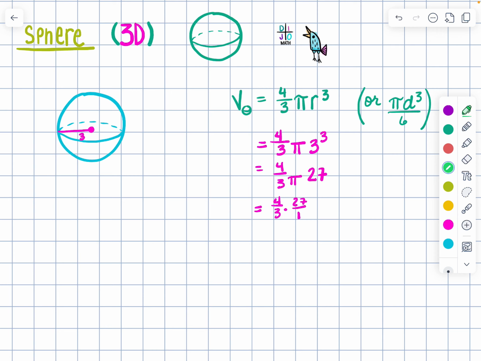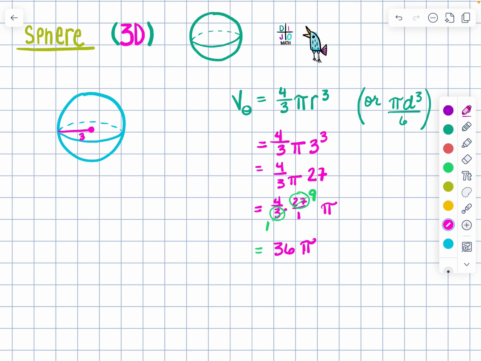Let me use a different color here. I know 3 will go into 27 evenly. 3 times 9 is 27. So 3 goes into 3 one time, and 3 goes into 27 9 times. All right, so now let's rewrite that. Change it back to pink. So now that's going to be, oh, I did not bring down the pi. So now it's going to be 4 times 9 is 36, and in the denominator it's just 1 times 1, so I don't need to put that back in there. So it's just 36 pi.